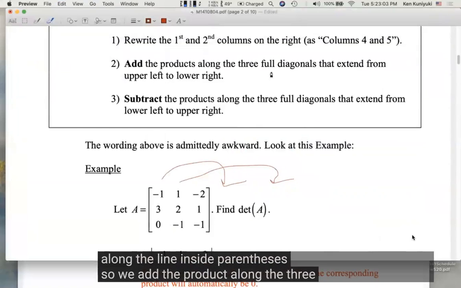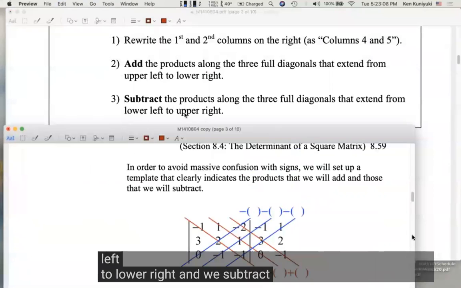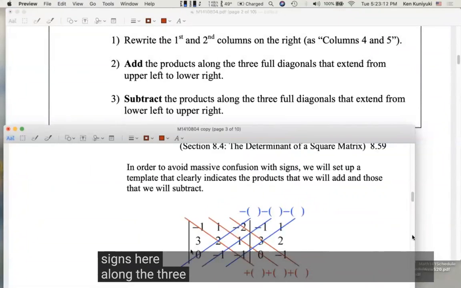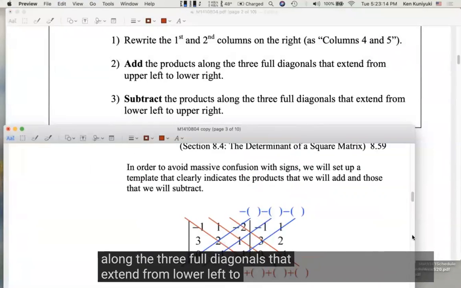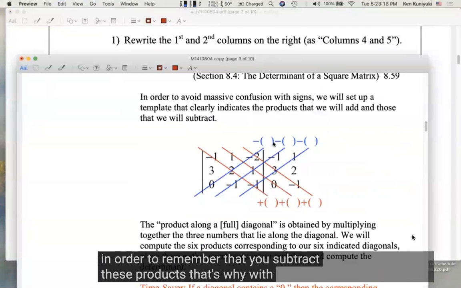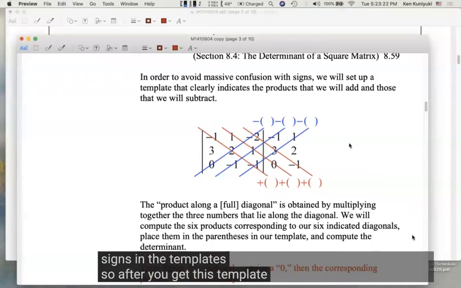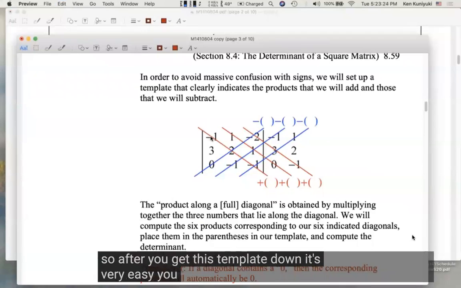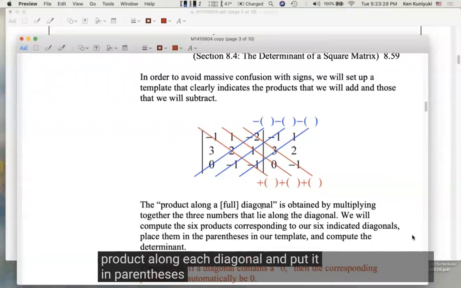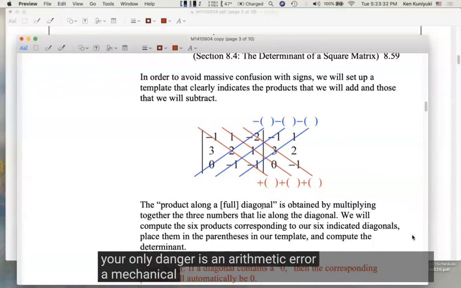So we add the product along the 3 full diagonals that extend from upper left to lower right, and we subtract the products along the 3 full diagonals that extend from lower left to upper right. In order to remember that you subtract these products, that's why you put the minus signs in the templates. So after you get this template down, it's very easy. You take the product along each diagonal and put it in parentheses. Your only danger is an arithmetic error, a mechanical error.